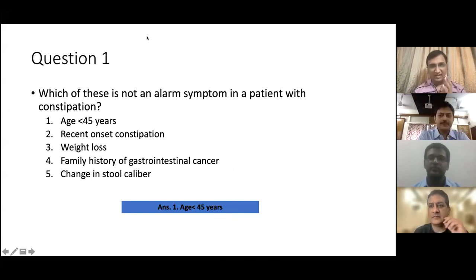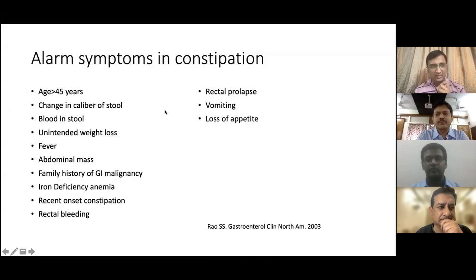So majority, like expected, 92% have answered that age less than 45 years is the right answer. Just to reiterate the alarm symptoms in constipation, because this is very relevant as a clinician to know: age more than 45 years, change in stool caliber, any blood in stool, unintended weight loss, fever, history of GI malignancy in the family, any iron deficiency anemia, recent onset of constipation, any rectal prolapse or rectal bleeding, vomiting, and loss of appetite. All of these are alarm symptoms and something that all clinicians should look for in a patient who presents with constipation.